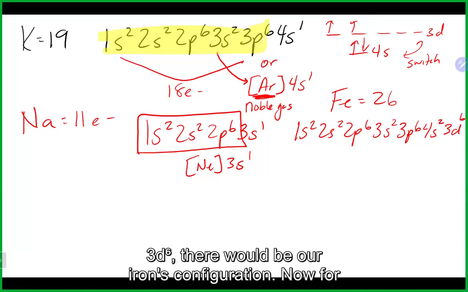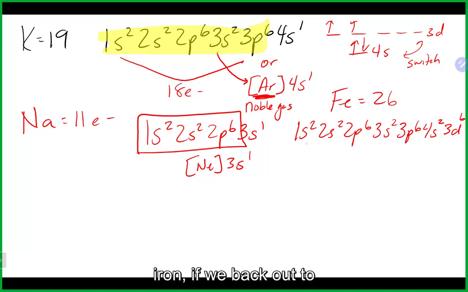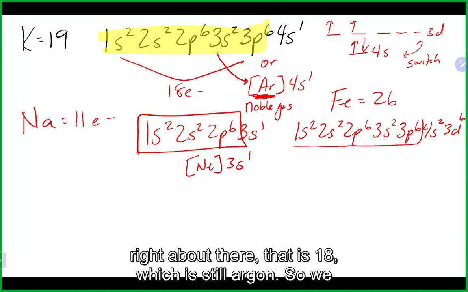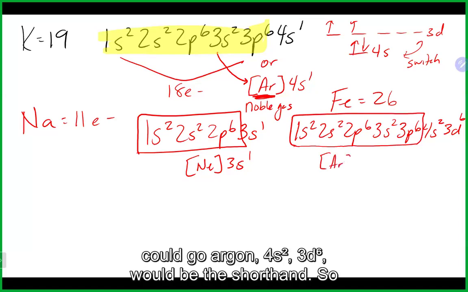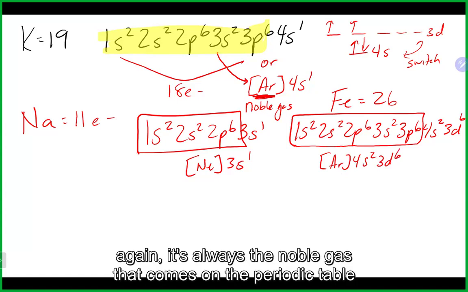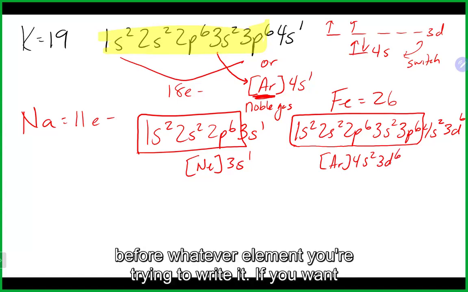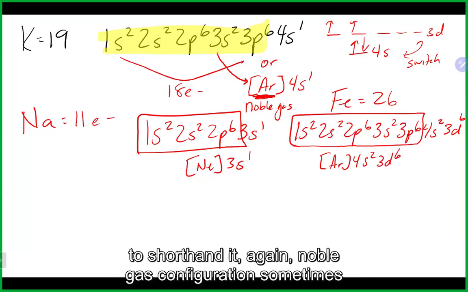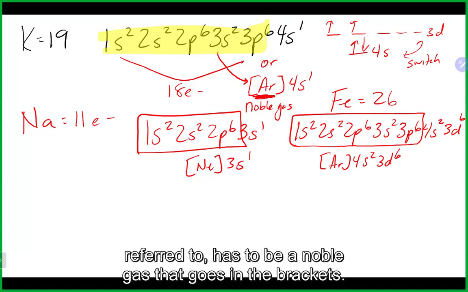3d6 there would be iron's configuration. Now for iron, if we back out to right about there, that is 18, which is still argon. So we could go argon 4s2, 3d6 as the shorthand. Again, it's always the noble gas that comes on the periodic table before whatever element you're trying to write. If you want to shorthand it, noble gas configuration as it's sometimes referred to, it has to be a noble gas that goes in the brackets.